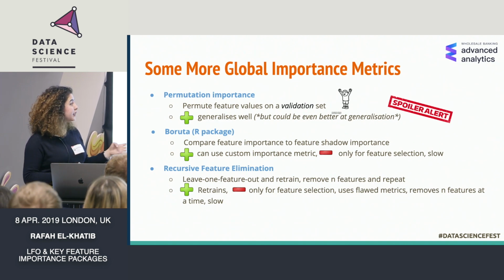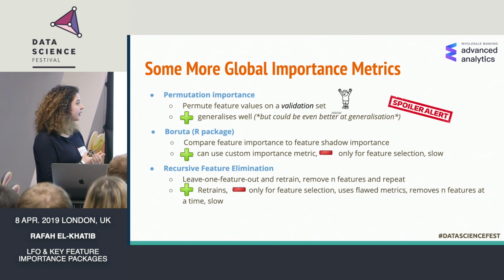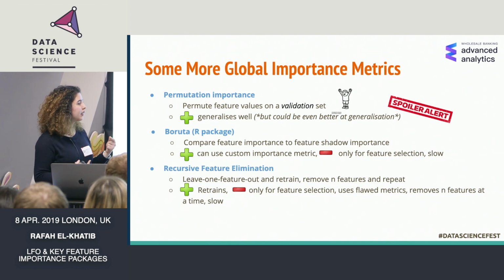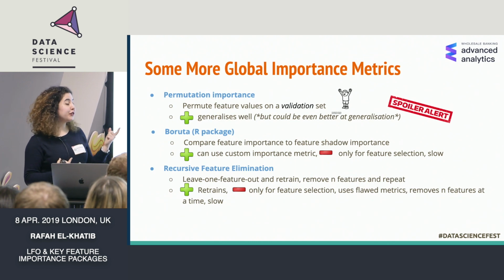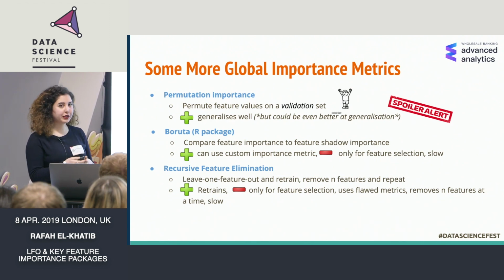So this is really cool because it retrains every time. So the model is completely oblivious to the feature. So it's a good metric to measure the direct impact of the feature. But also it's only implemented for feature selection. So it keeps iterating on its own. And it allows you to remove more than one feature at a time, which is not good. It uses flawed performance metrics to evaluate the importance at every iteration. So some of the ones we've already seen. And it's slow because it retrains.